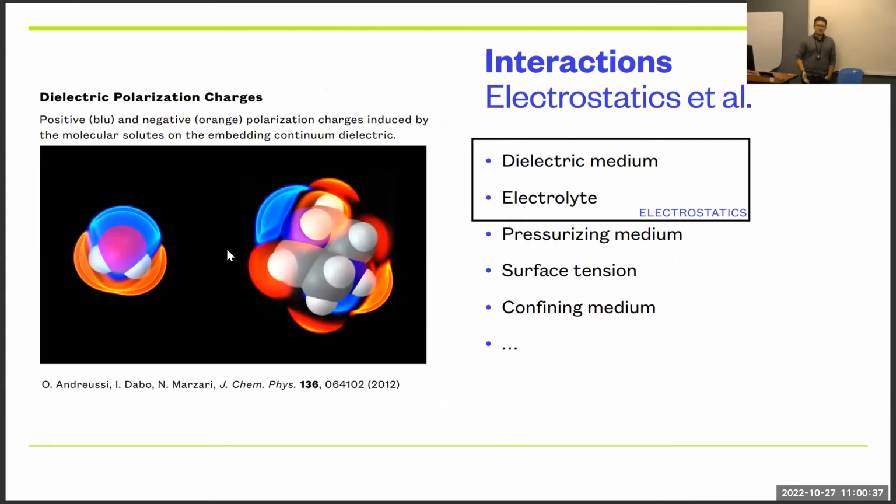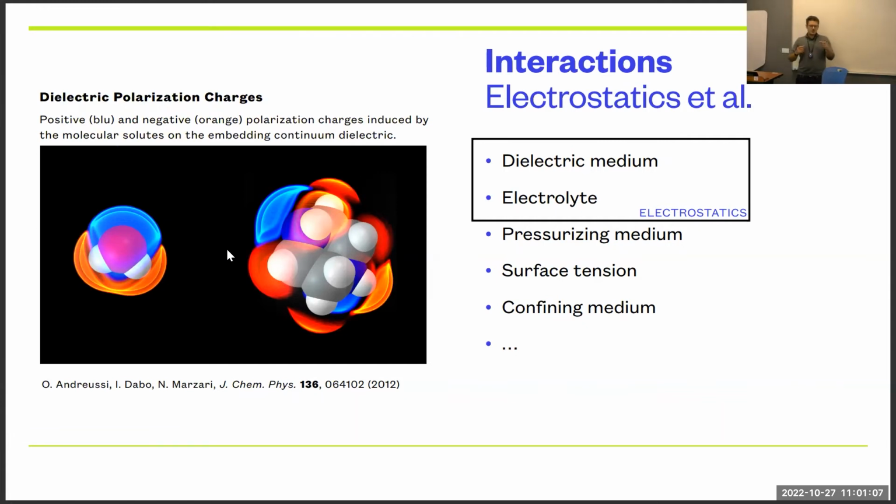And then you have to choose what kind of interactions to turn on between the continuum and the quantum mechanical system. So usually solvent effects are electrostatic in nature, especially if you look at something like water. Water has a permanent dipole because you have an oxygen and two hydrogens. The oxygen is slightly negative, the hydrogens are slightly positive. So you have a permanent electric dipole in water molecules.